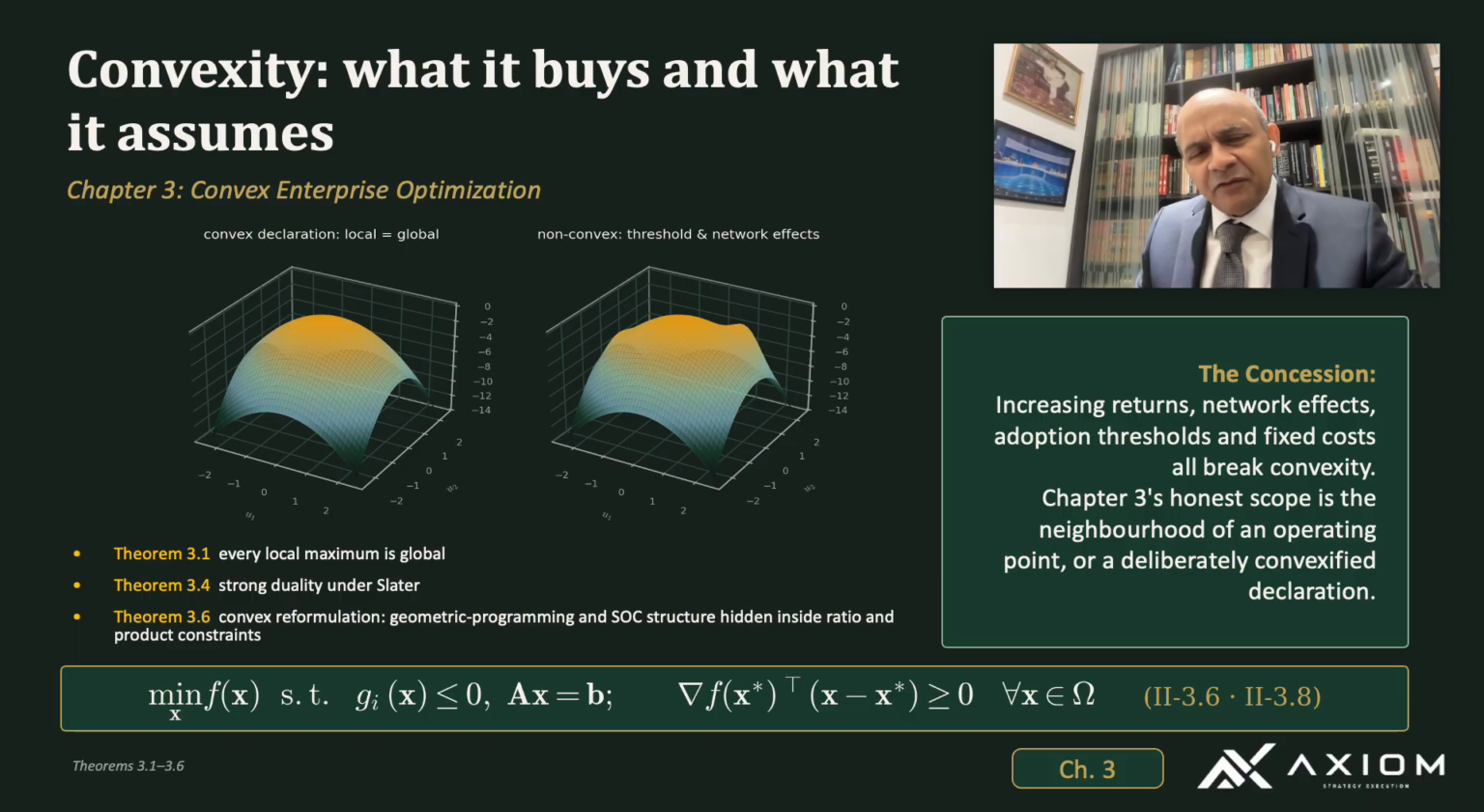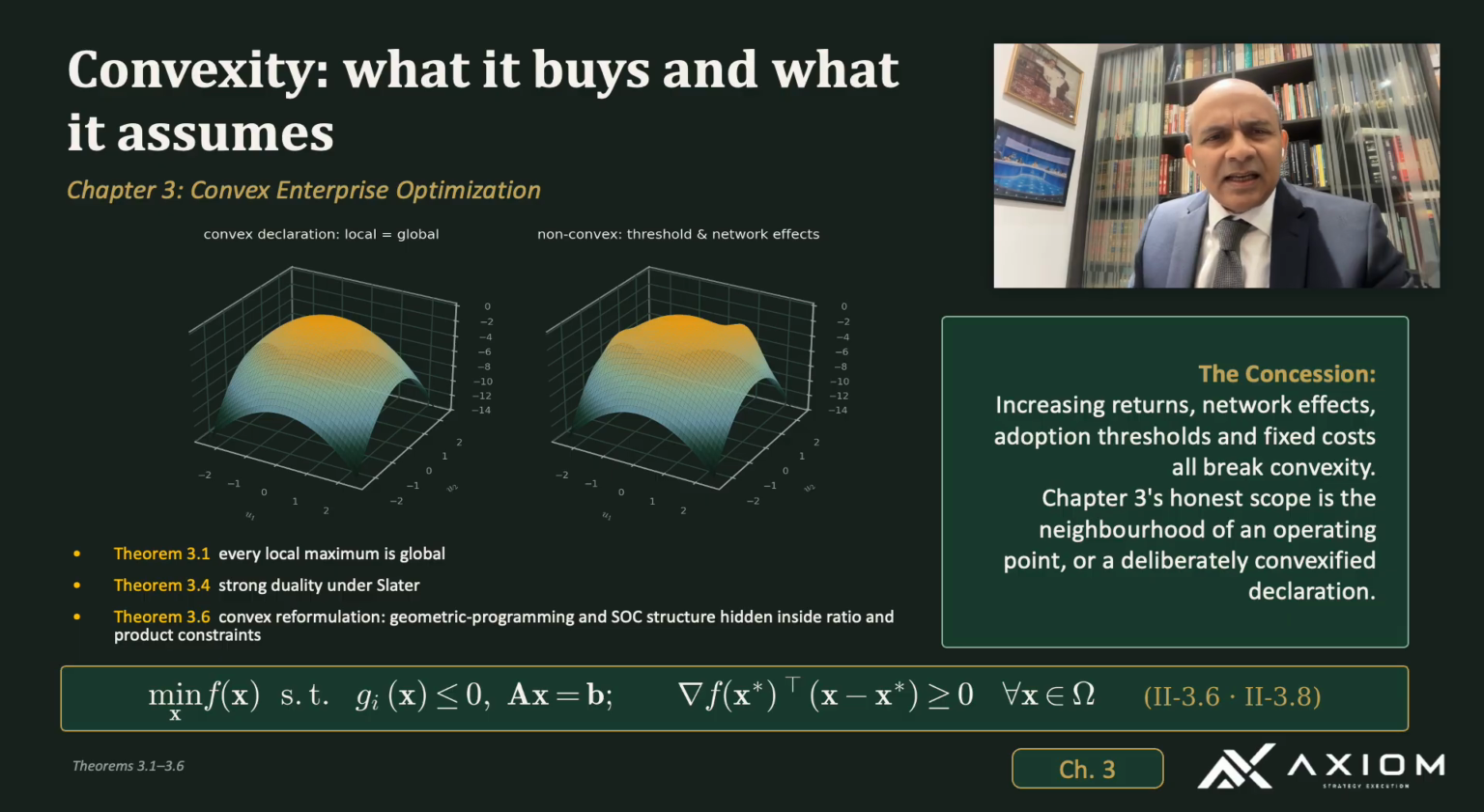Theorem 3.5, the Karush-Kuhn-Tucker (KKT) conditions in a convex case. In a convex enterprise optimization problem, the KKT conditions characterize global optimality. Under Slater, they are necessary as well as sufficient, and the associated multipliers measure the shadow prices of relaxing constraints.